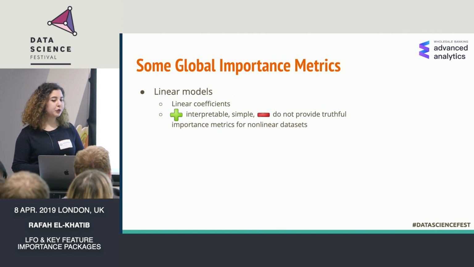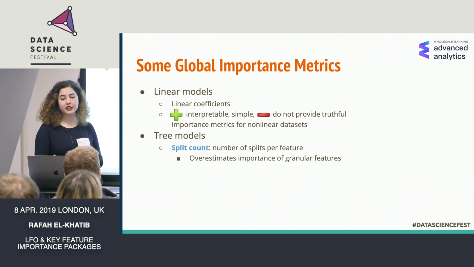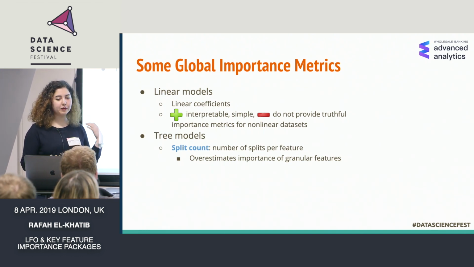So then we would use more complex models, let's say tree models. And there are many feature importance packages that exist for tree models. Some of the most popular ones are split count.